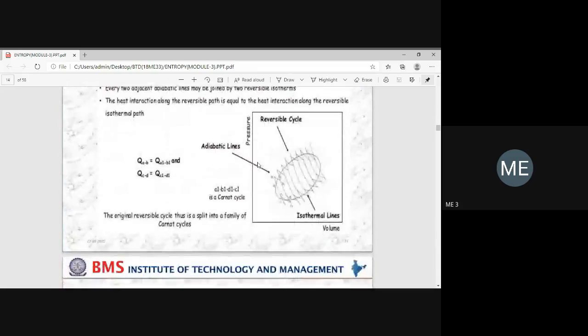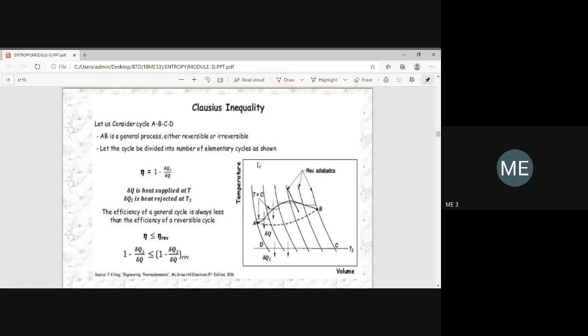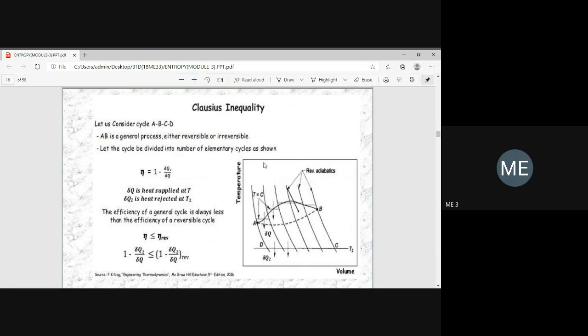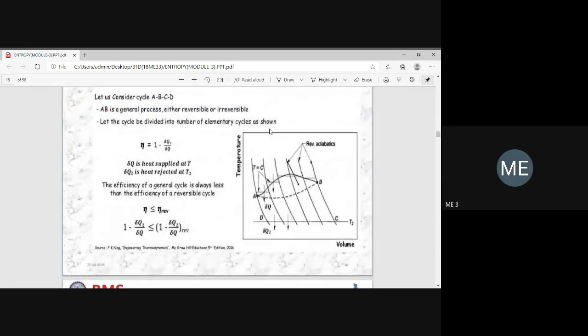Okay, next we have one more important thing, as I said, the Clausius inequality. The most important concept in the entropy chapter is the Clausius inequality. This question may be asked for 10 marks, so here the diagram is important. Once again, the diagram is important. We have to take temperature on the y-coordinate and volume on the x-coordinate. So first we have to draw this one curve AB.